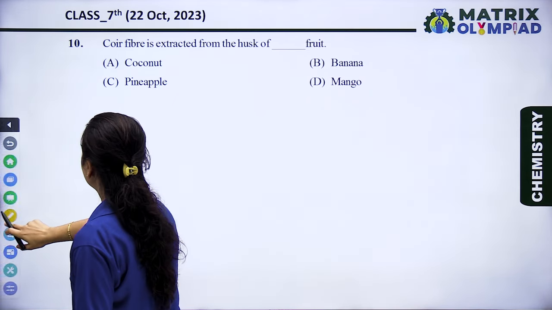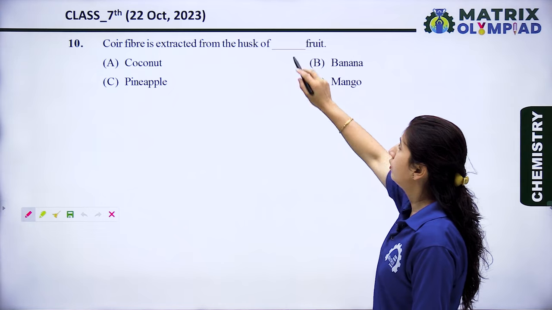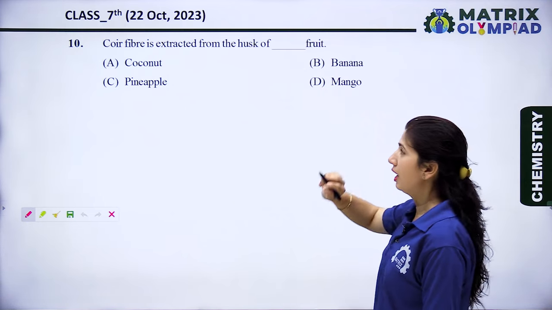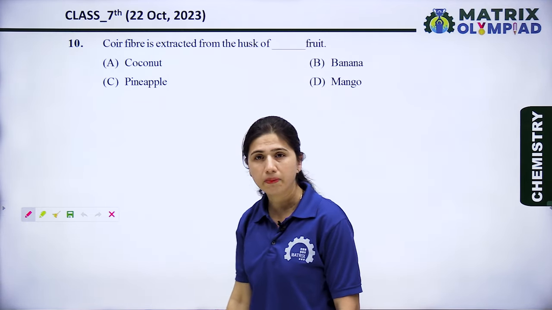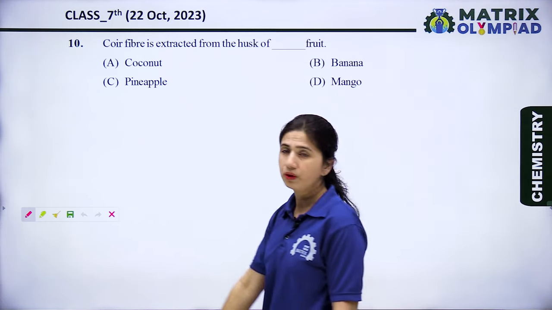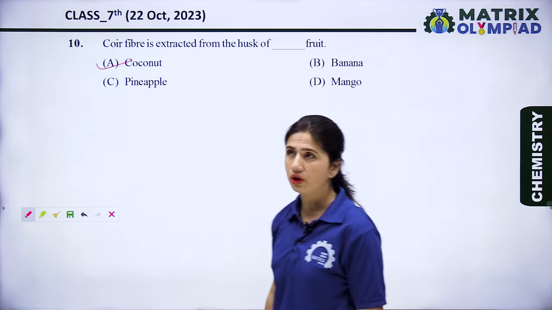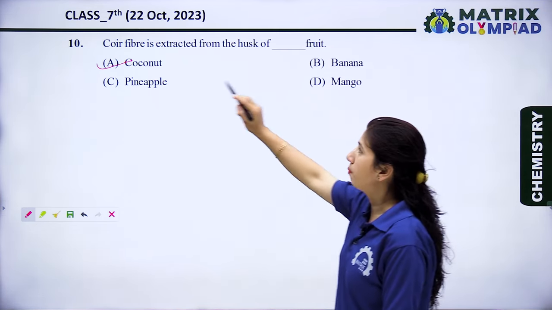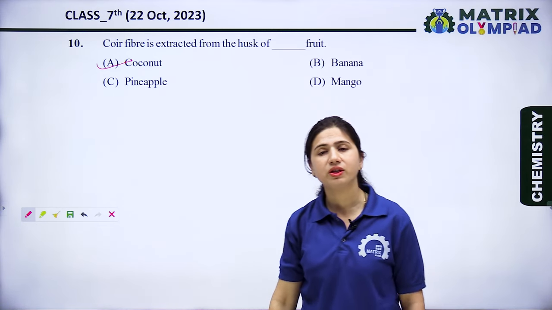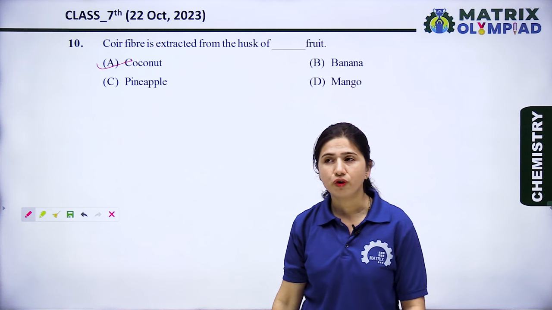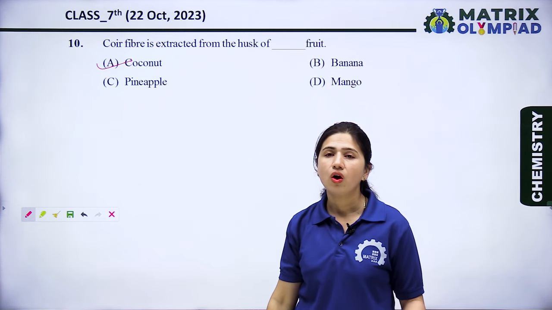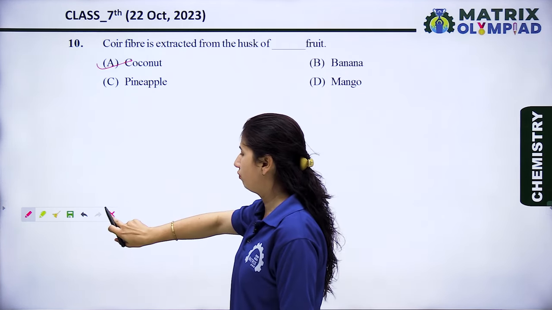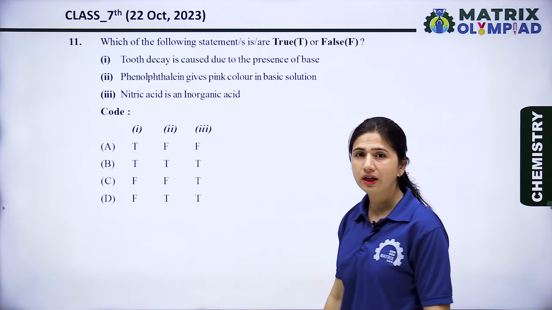Coir fiber is extracted from the husk of which fruit? Option A is coconut. Option B is banana. Option C is pineapple. And option D is mango. Option A is the right option, coconut. Exactly, from the mesocarp part of the coconut, we can obtain coir fiber. And these fibers are used in making foot mats, brushes, and all these types of doormats. So option A is the right option for this question. Now let's see the next question.